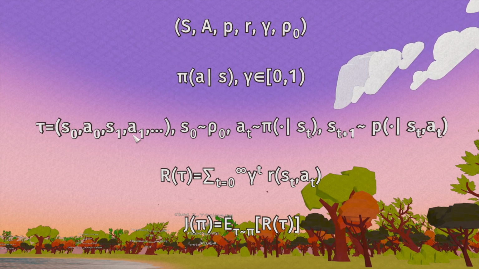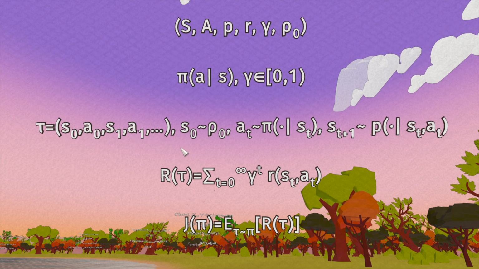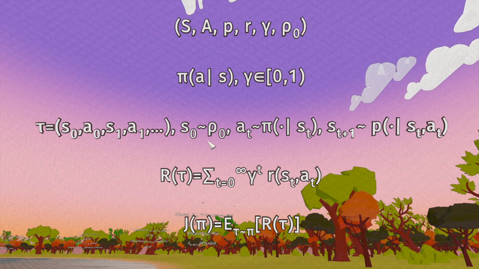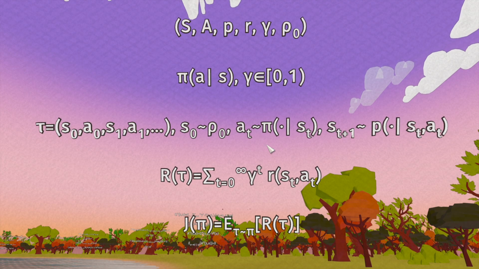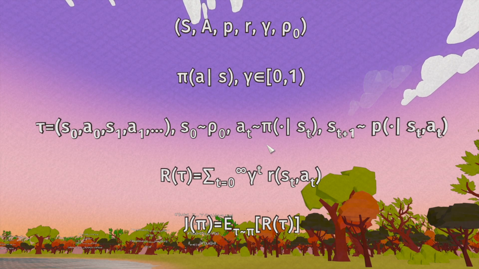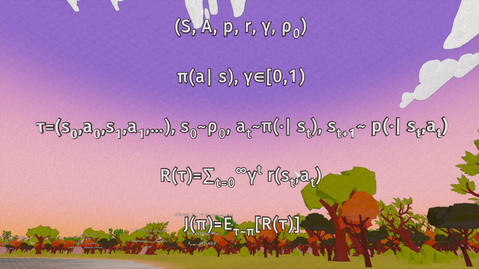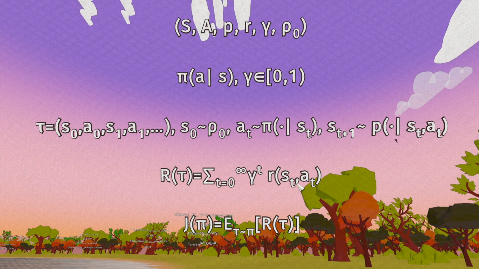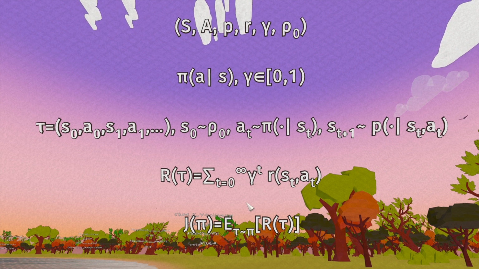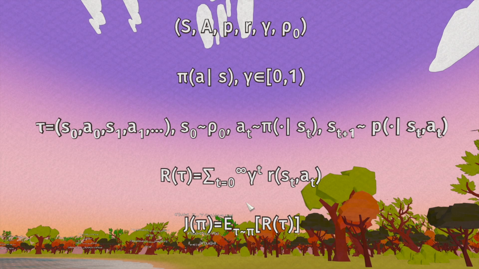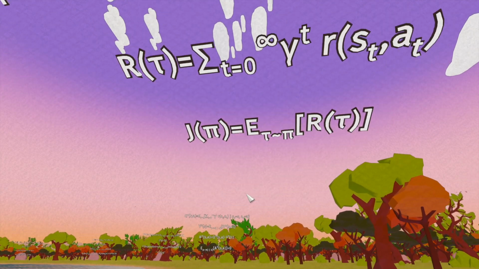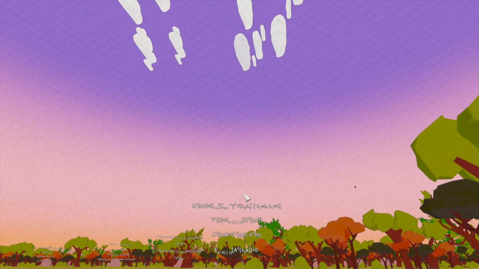And we have our trajectories of state, action, and so on, with the first state sampled from P0, and then the action from the policy given the state, and so on, with the discounted return R being the sum of the discount to the power of t times the reward. The standard reinforcement learning objective is the expected discounted return.